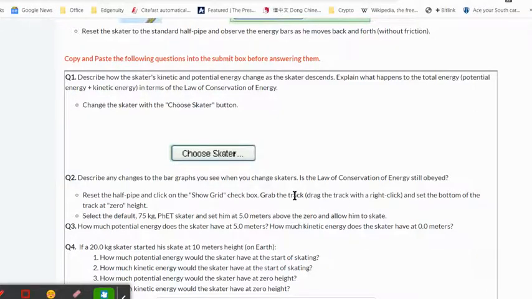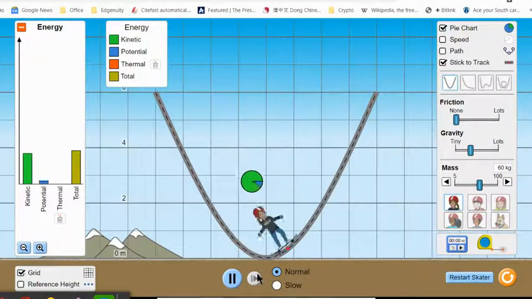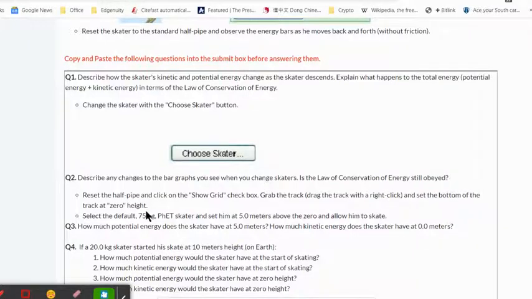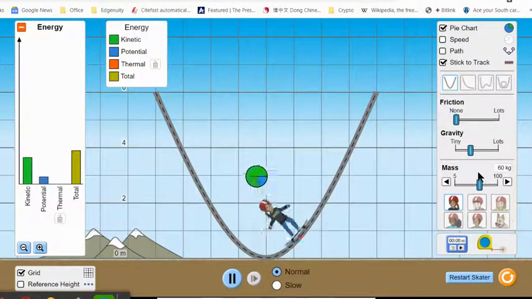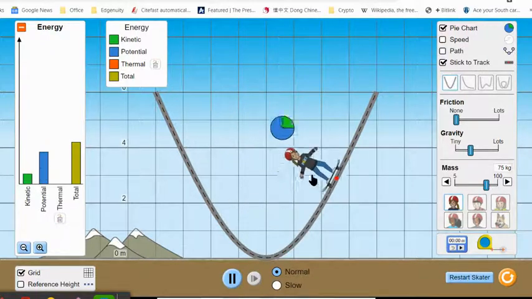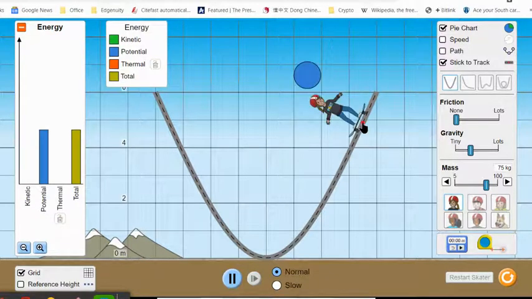Show grid checkbox. Grab the track, set the bottom at 0 height. Show the grid. The bottom is already at 0 height, so we're good there. Select the default. Okay, we're going to change this to a 75 kilogram skater and set him at 5 meters. So let's make him 75 and grab the skater, and 5 meters is right there.